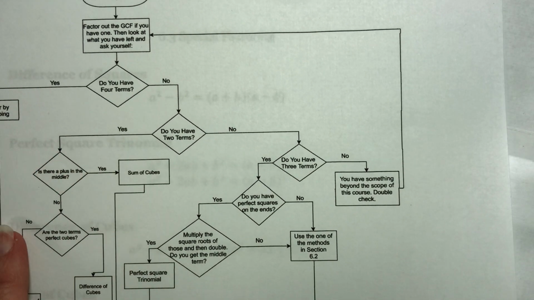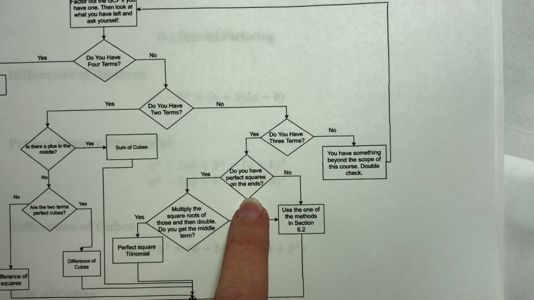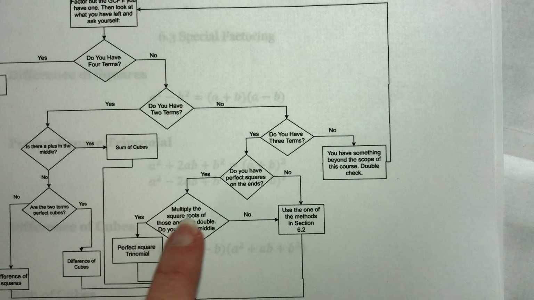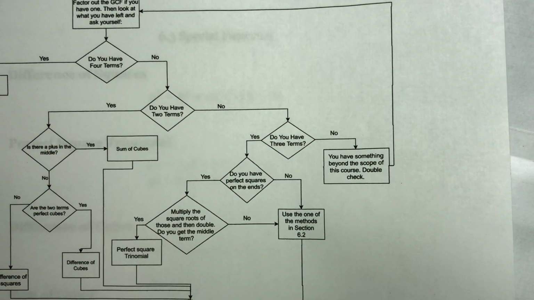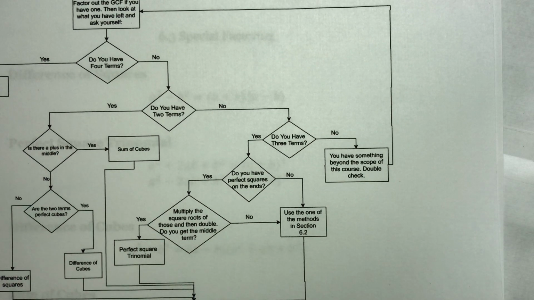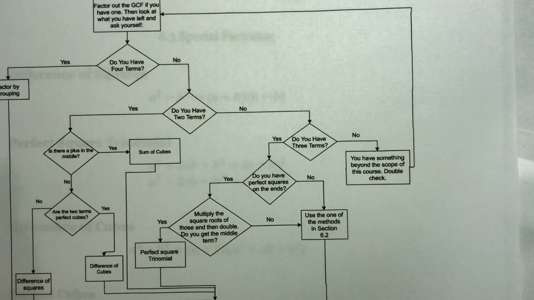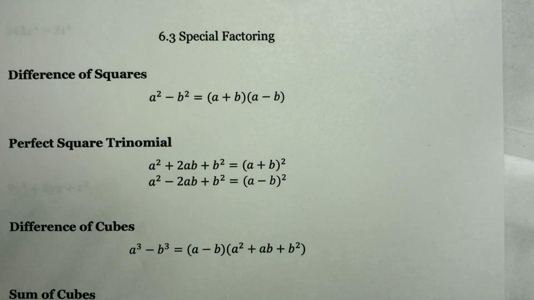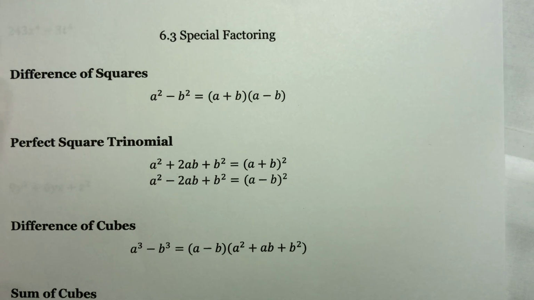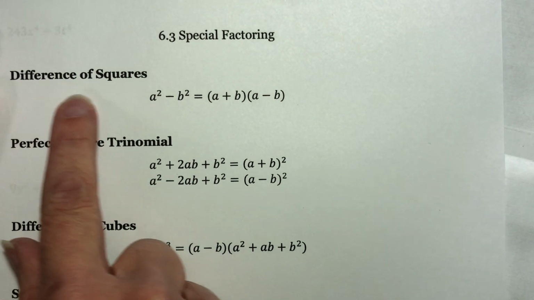We'll be talking about these possibilities. We're going to be talking about this possibility where you have a perfect square trinomial as well. After this section, you should have everything you need to be able to follow this chart completely. All right, so our special formulas. We have a difference of squares.